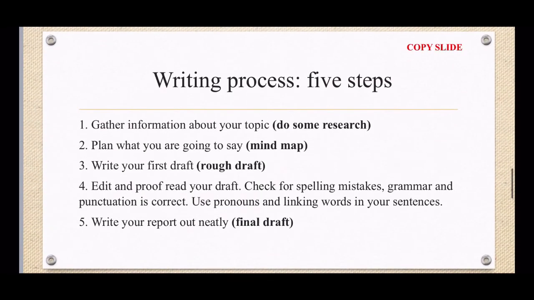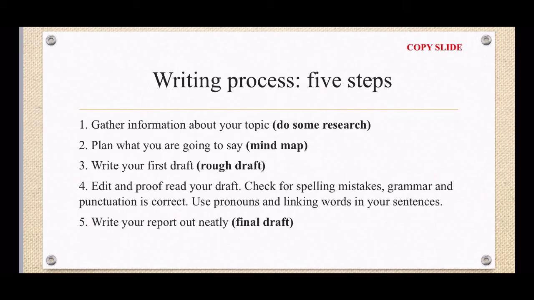Once we laid down what we need to do before we write, now we get to the process where we need to start writing our report. So once again, we have another 5 steps. Number one, gather information about your topic. So do some research. It's very important to get research and get information about the topic you're writing about, so that you don't actually just write a whole lot of nonsense. So there's actually facts that are in your report.